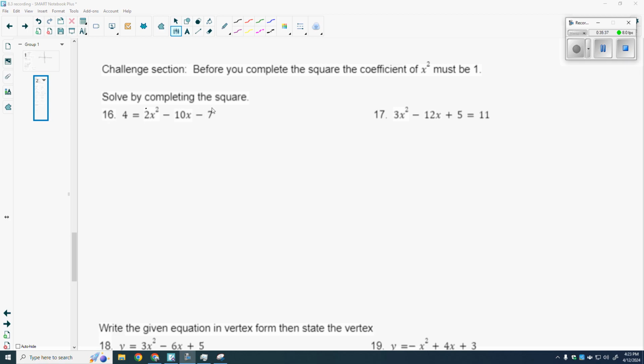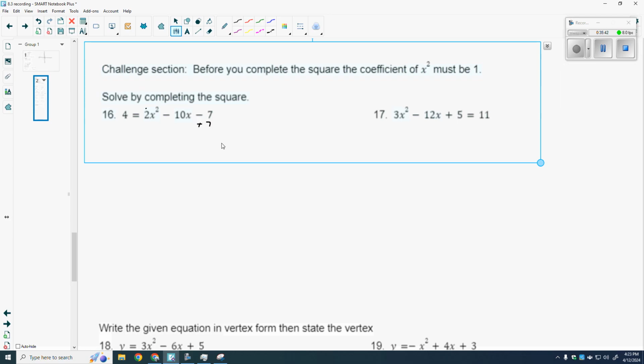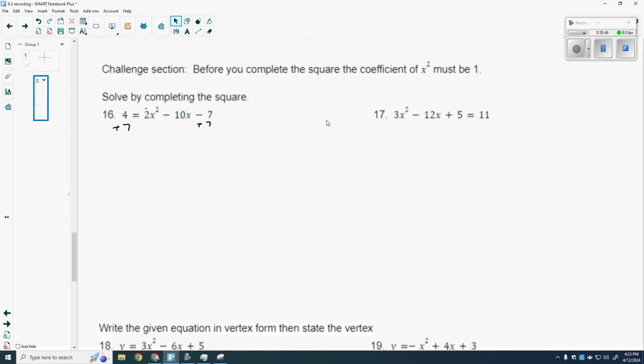So, first question is no different. That -7 is not the right number. It needs to go away. So I'm going to add 7 to both sides. Okay, this becomes 11. Coefficient of x squared must be 1. It's not. So let's divide everything by 2. And it must be everything. If you only divide part of it, it changes the answer.